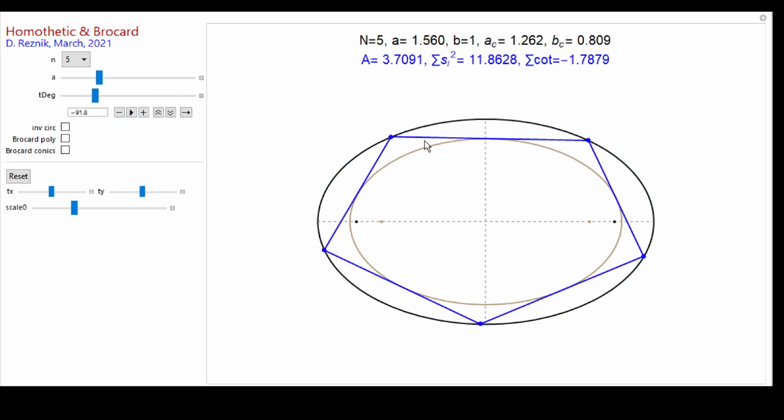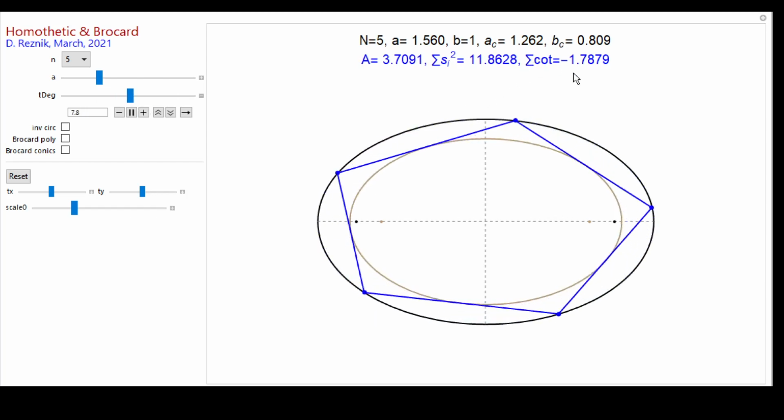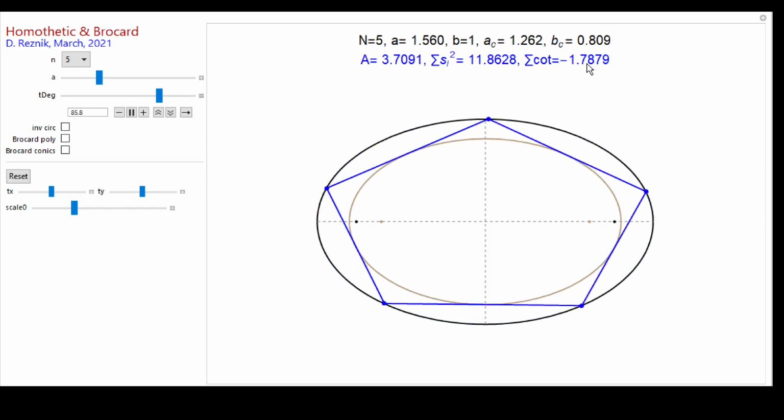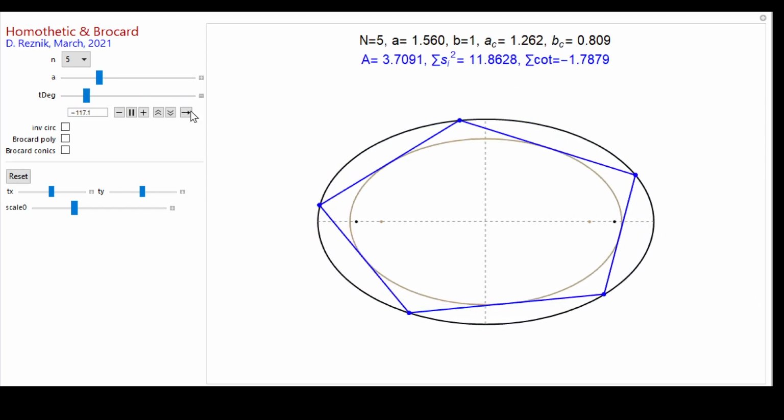Okay, and a third very interesting conservation is the sum of the cotangents of the internal angles of the trajectory. So if you measure theta 1, theta 2, theta 3, and so on, and you calculate their cotangents and you sum them, that sum is constant. Again, to appear in an upcoming publication.